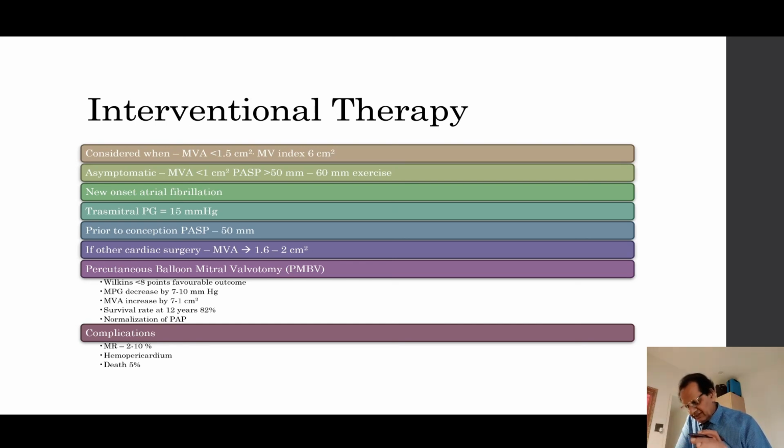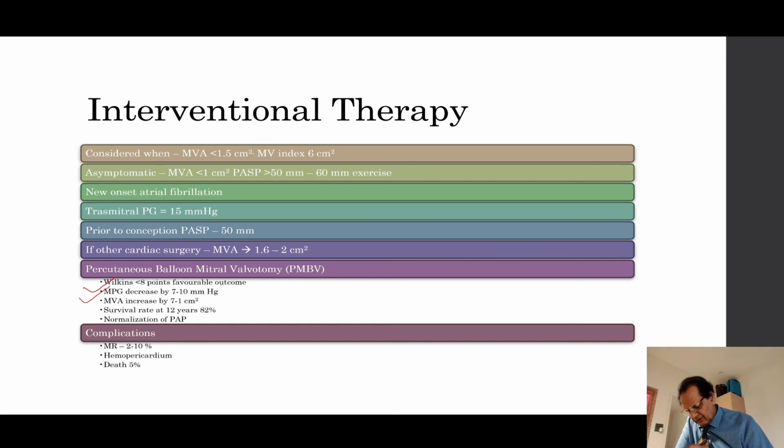Onset of atrial fibrillation is important. Transmitral gradient, if it is more than 15 millimeters, is an indication. The pulmonary artery pressure more than 50, we have talked already. Cardiac surgery, if other cardiac surgery is there and the mitral valve area is only 1.6 to 2, operate. Percutaneous balloon mitral valvotomy, we have already told that if the valve leaflets are pliable, then do it. If there are no left atrial thrombus, do the balloon angioplasty, balloon valvuloplasty.